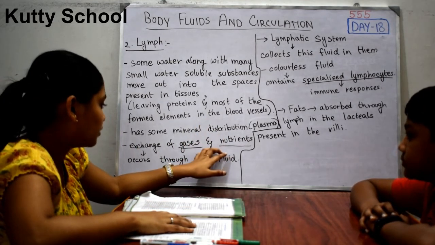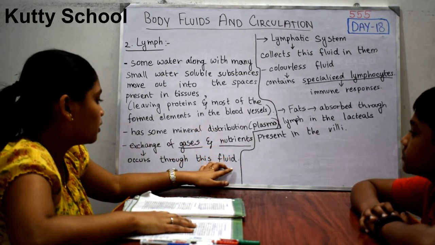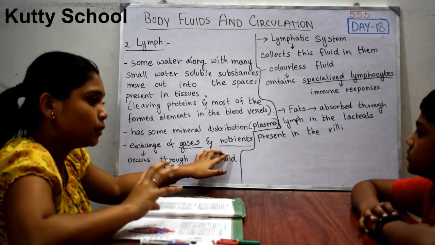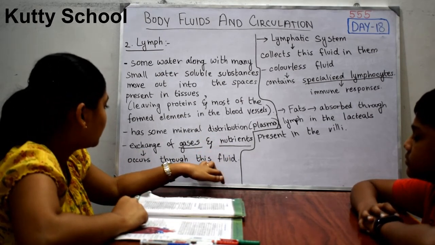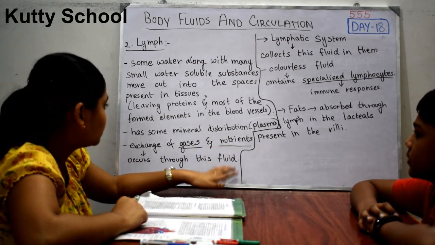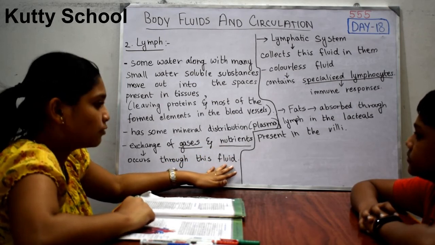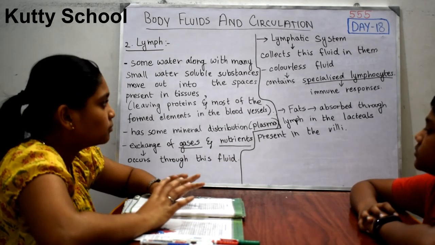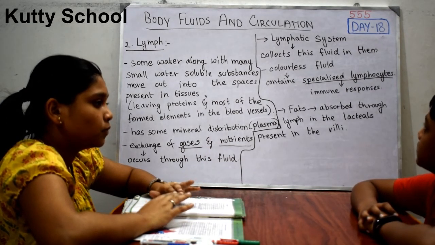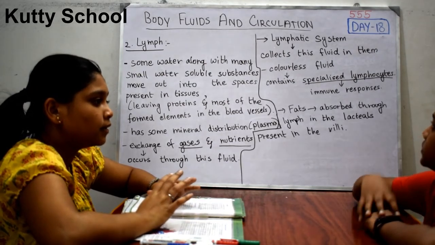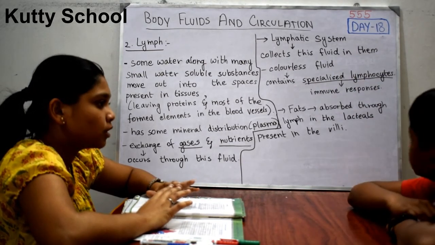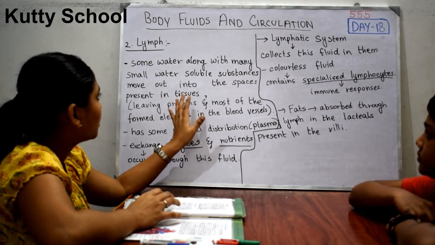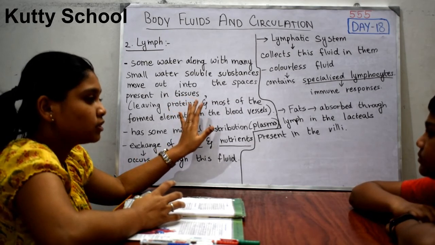So this lymph exchanges gases and nutrients between the blood and the tissues. Okay, and this exchange of gases and nutrients occurs through the fluid lymph. So the lymphatic system is a system which collects this fluid. It also occurs in the villi. It is also a colorless fluid. So this lymphatic system only collects this fluid, lymph, which is coming out of the blood vessels.